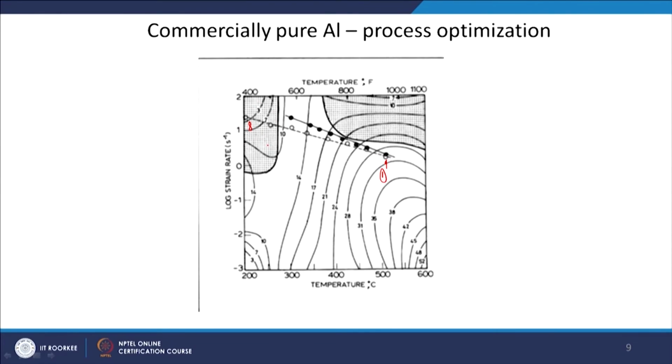So, maybe a defect can be introduced in this particular condition. Okay. So, to optimize the process, another process was proposed. Okay, these dark circles.